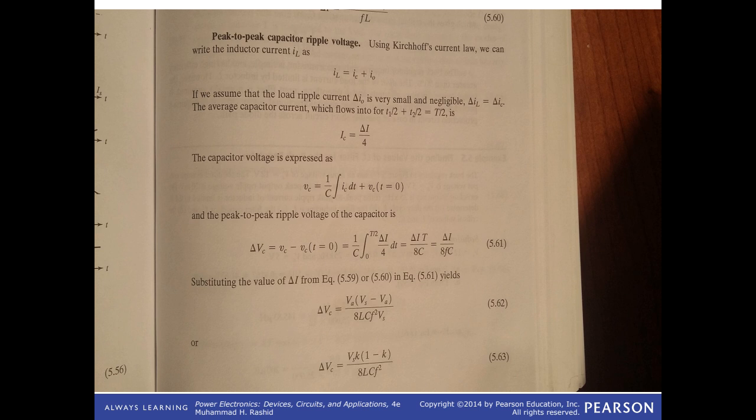Anyway, so using Kirchhoff's law, we can write the inductor current. Inductor current is equal to capacitor current plus output current. And also the IC is delta I over 4. We have already proved that one. So V is equal to 1 over C integral of I dt plus an initial value. So delta VC is VC minus VC at time equals 0. So when you take the integral of it, delta I over 8fC.